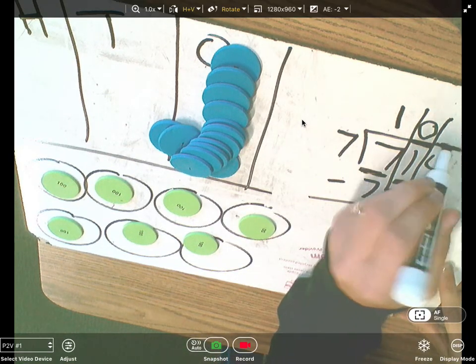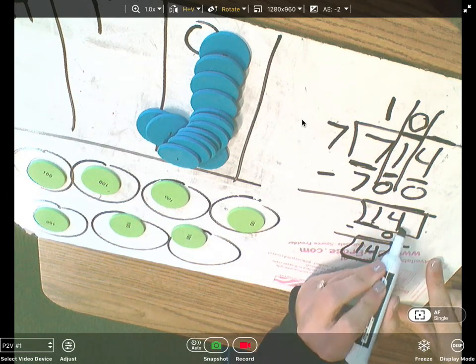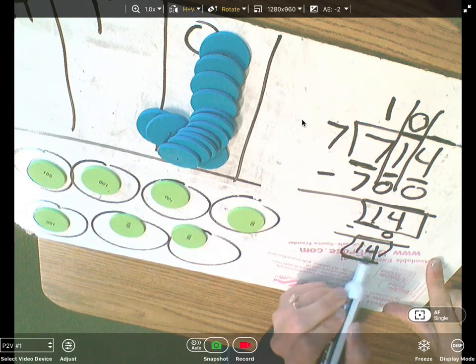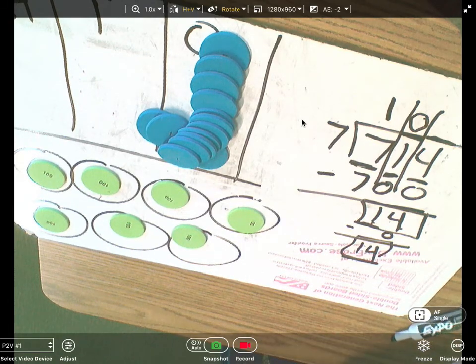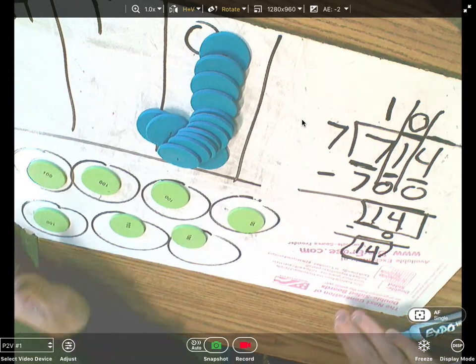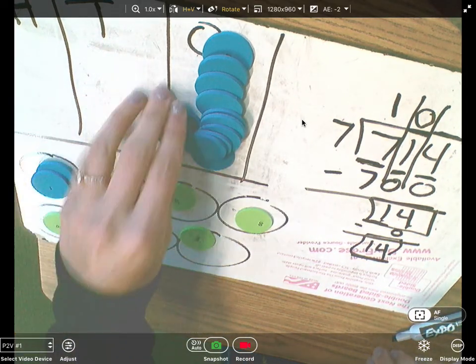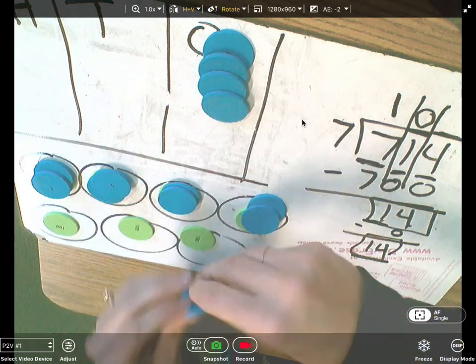I'm now in my ones place. I have 14 ones left. I did have 1 ten and 4 ones, but then I regrouped, and now I just have 14 ones. So now I have to give away my 14 ones to 7 people. So 14 divided by 7. I know 7 times 2 is 14, so that means that everybody can get 2 ones.